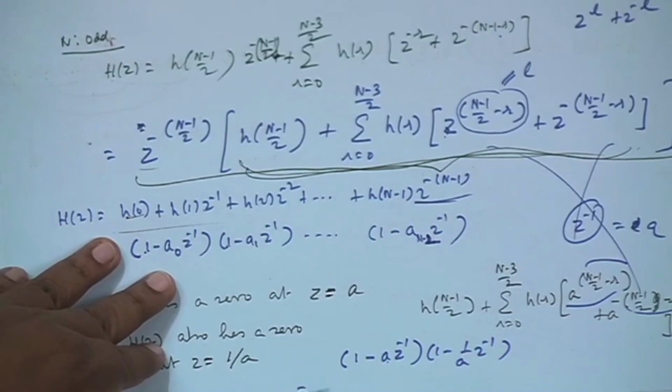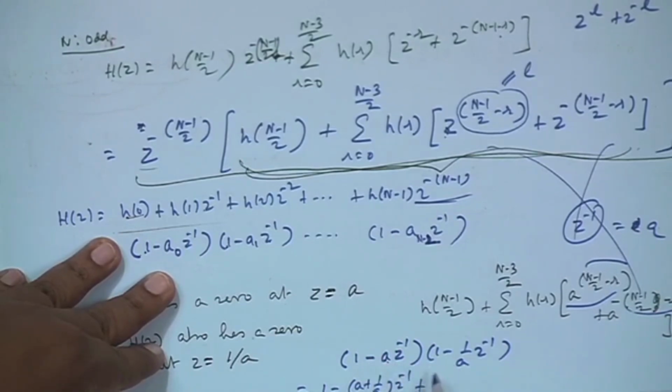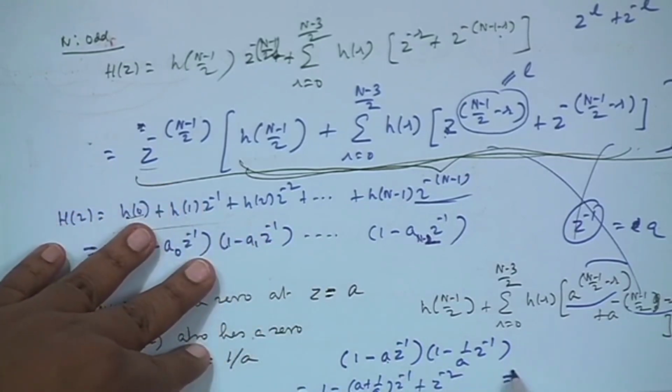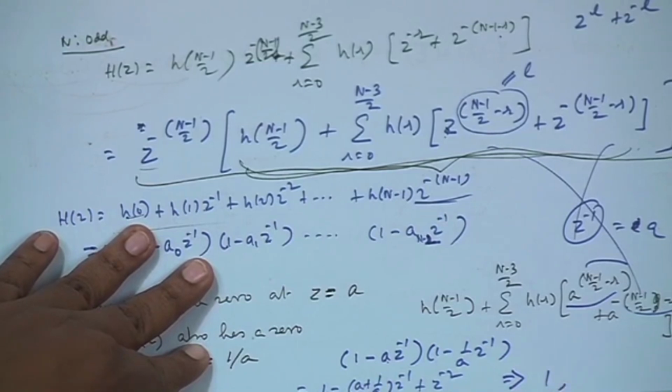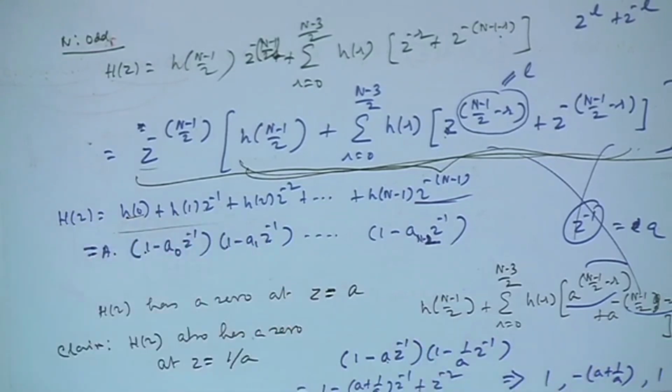If I multiply these two, you will have 1 minus a plus 1 by a into z inverse, and then a into 1 by a. So, that is 1 minus minus plus, z inverse 2. So, if this is the transfer function of a subsystem, the corresponding impulse response will be 1 from here, then minus a plus 1 by a, the next coefficient is 1. And you see it satisfies that mirror image symmetry.